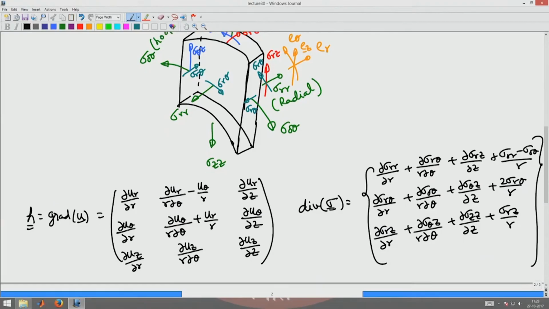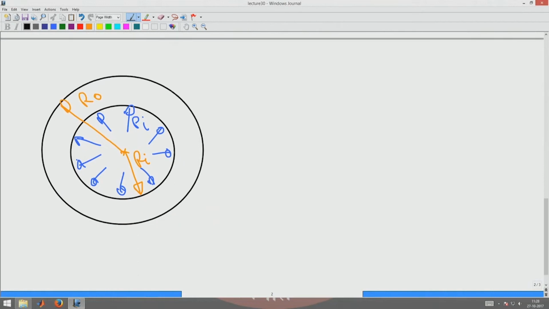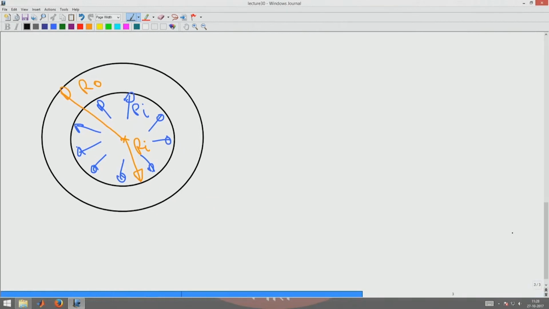Now we are ready to solve the problem. First we have to understand how this cross section subject to inflation will deform due to Pi, the internal pressure Pi. Now first for that we have to understand how this circle will deform. What do you expect? You expect the circle to deform into another circle with an increased radius because you are inflating from inside.